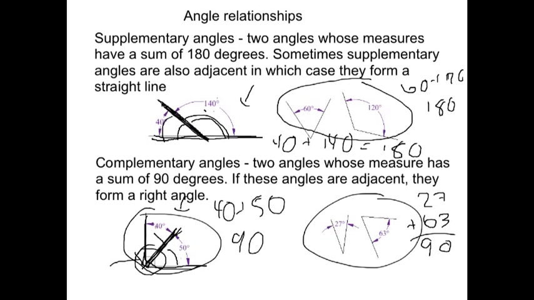So just know that we are taking this information and you are going to have to solve equations because you know sum means add and it's going to equal 180. Sum means add and it's going to equal 90. So if I tell you they're supplementary, add them up, make them equal 180. If I tell you they're complementary, add them up, make them equal 90. If I tell you they're vertical, make them equal each other.